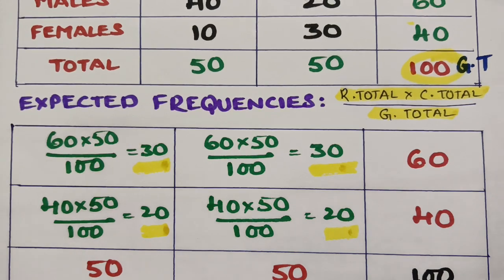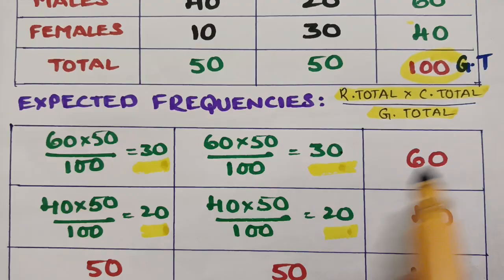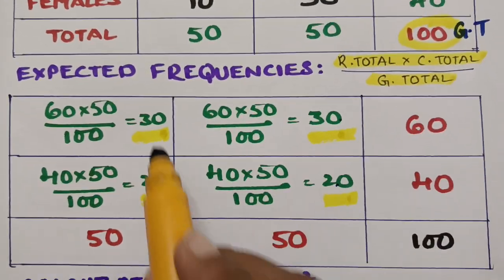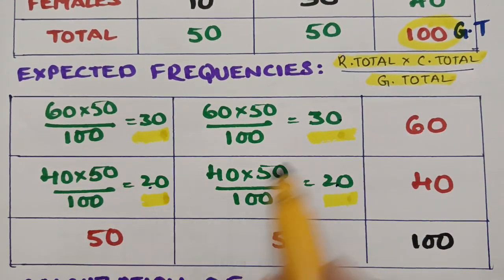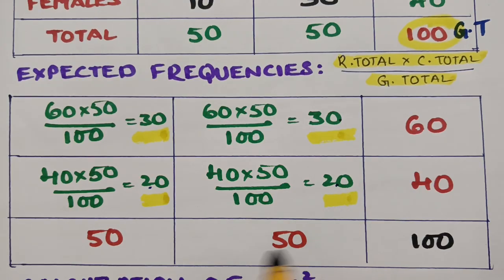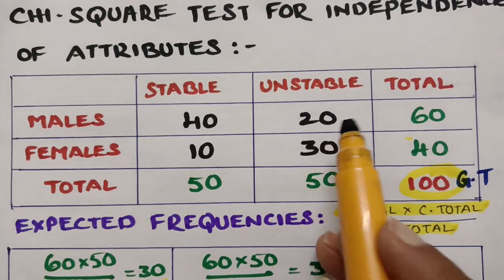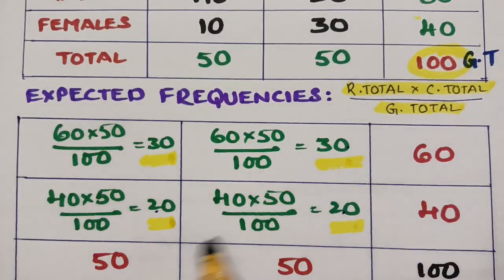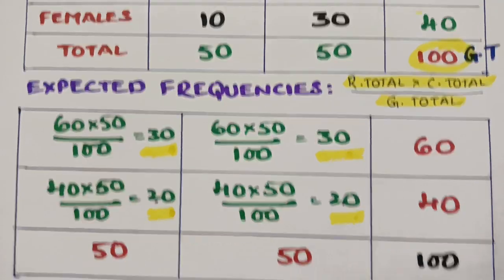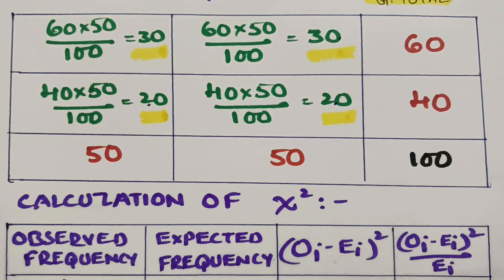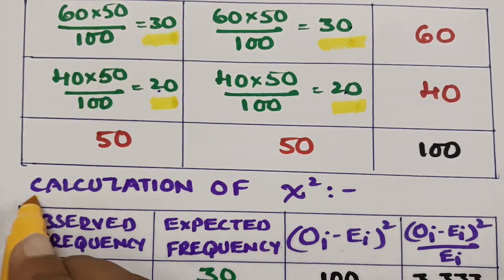The value is 20. Immediately we have to take the addition here. 30 plus 30 is 60. 20 plus 20 is 40. And here 30 plus 20 is 50, and 30 plus 20 is 50. And the grand total here is 100. And see, these are all the observed frequency values, and these are all the expected frequency values. And now according to our formula, the calculation for chi-square.